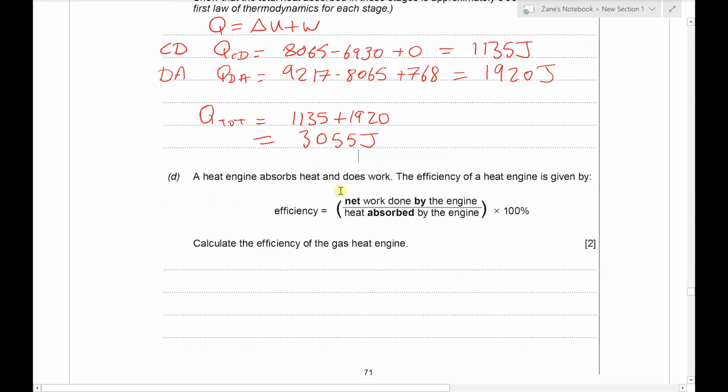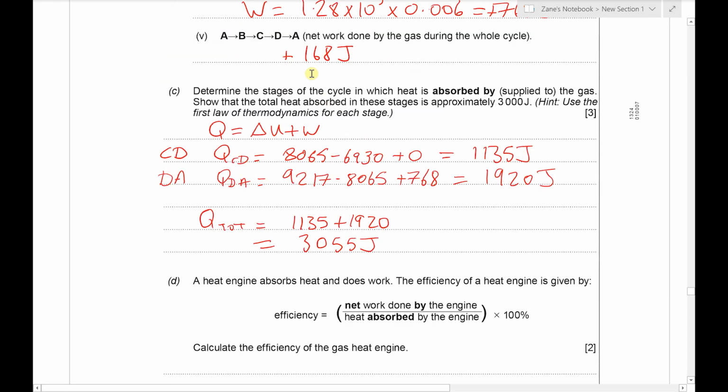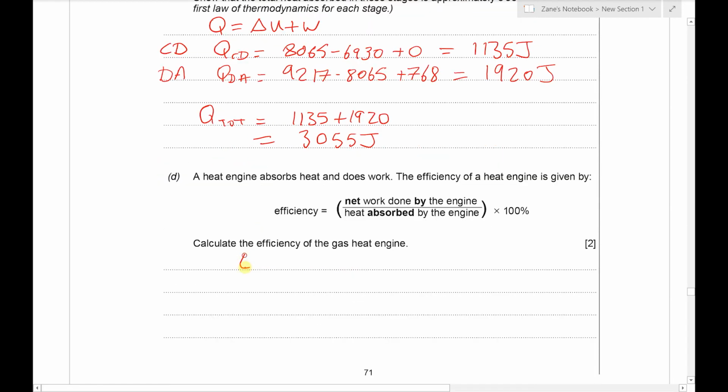The last part is a formula that's not actually in the spec, but you just simply have to put some numbers into it. It's a formula that allows us to calculate the efficiency of this heat engine. It's the net work done by the engine, which was plus 168 joules, divided by the heat absorbed by the engine, our answer is 3055, with a multiplying factor of 100 to turn this into a percentage. Put those into a calculator and we get near enough 5.5%.